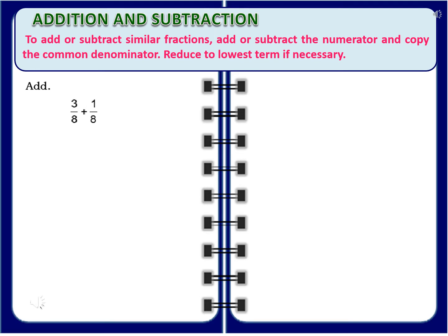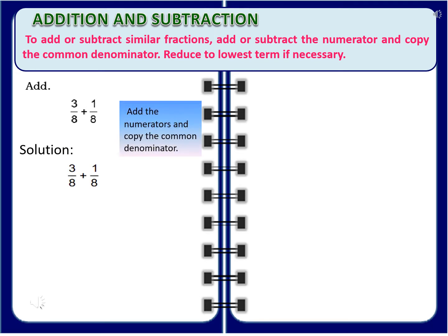As solution, 3 over 8 plus 1 over 8 is simply 3 plus 1, which is equal to 4. Then copy the denominator, which is 8. So the answer is 4 over 8. Then we can reduce it to lowest term by dividing by 4 over 4, which gives 1 over 2. Therefore, 3 over 8 plus 1 over 8 is equal to 1/2.